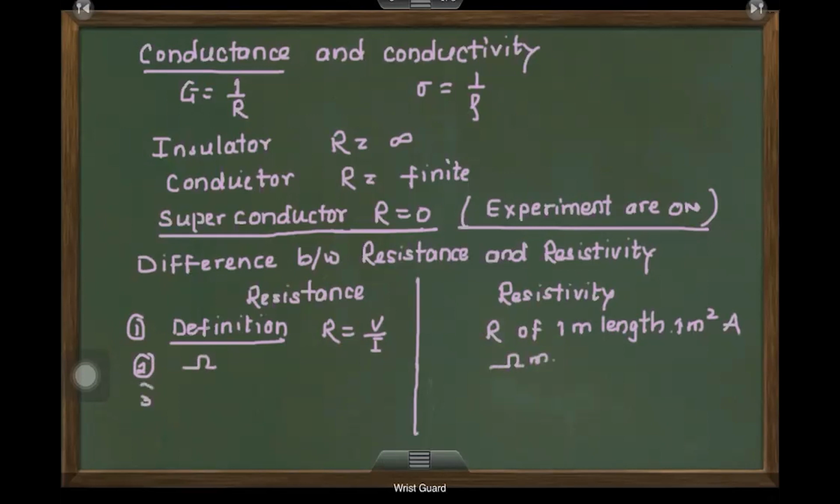Third one you can write, it depends on length and cross-sectional area of wire, but rho does not depend.